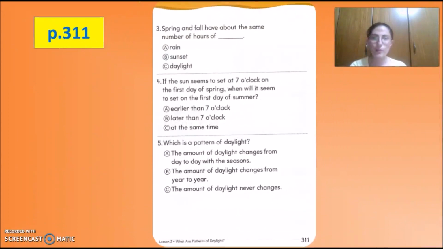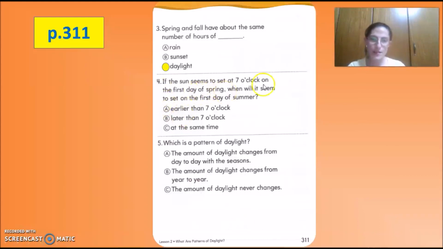Spring and fall have about the same number of hours of A, rain, B, sunset, C, daylight. So according to the patterns of daylight, what did we study? Is it rain? No. B, sunset? No. C, daylight. Correct. Because the sun seems to set at almost a really close timing between the spring and the fall season. Clear? Because these seasons are what? In the middle.